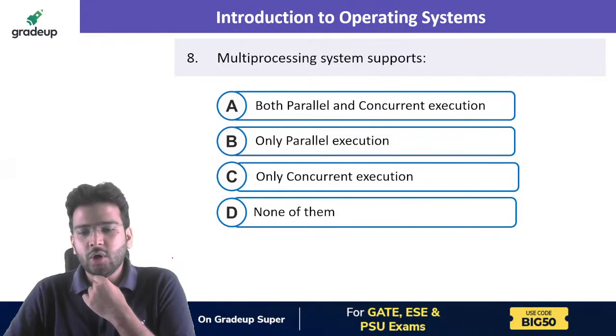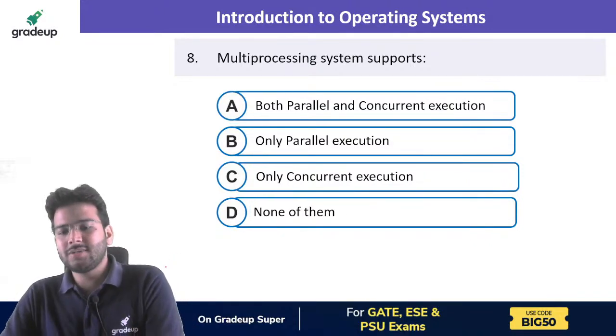Okay, Raja is saying option A should be the correct answer. Sadam is saying option A. Shah is also saying option A. Okay. Sagar is saying option C should be the answer.